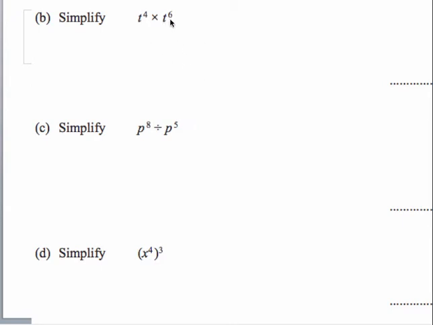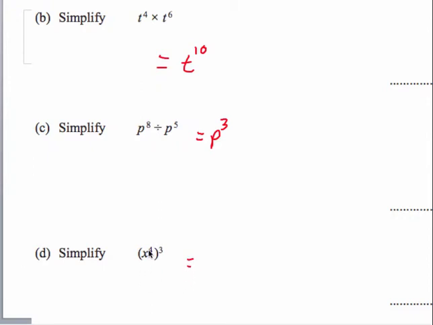T to the power 4 multiplied by t to the power 6. Again, if we're multiplying, we add the powers, so that becomes t to the power 10. P to the power 8 divided by p to the power 5. Because it's divided by, we're subtracting, so it becomes p to the power of 3, because 8 minus 5 is 3.